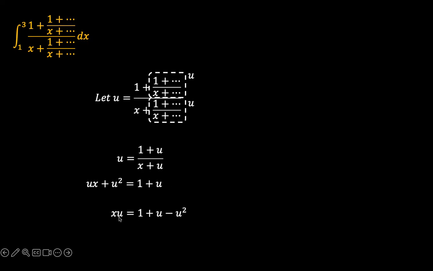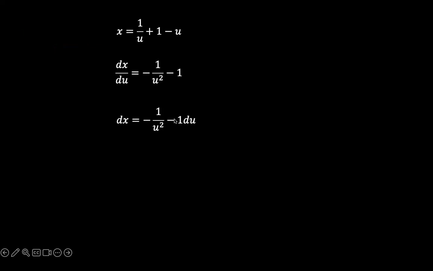And so making x the subject would first of all entail subtracting u squared from both sides. So we have ux equals 1 plus u minus u squared. Divide across by u, we get that x equals 1 over u plus 1 minus u. Now that means that dx/du is equal to negative 1 over u squared minus 1. And so we can substitute dx with negative 1 over u squared minus 1 du.